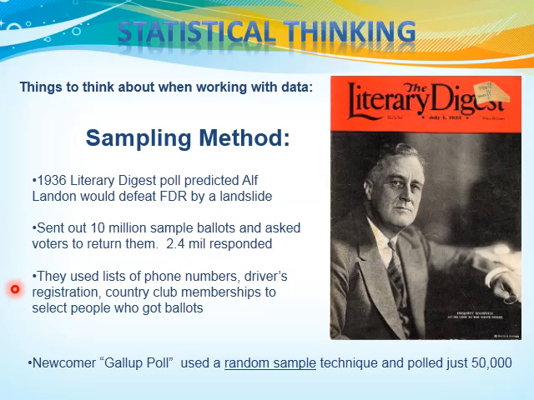It turns out that the newcomer Gallup poll, which you've probably heard of, they're much bigger than a Literary Digest poll these days. This Gallup poll used a random sample technique and polled just 50,000 people, and they actually got it right. They predicted Franklin Delano Roosevelt to win. So this random sample technique, and we'll get into this a little bit in a minute, is a much better technique to choose who's going to get these ballots than just going off phone numbers, driver's registrations, country club memberships, or some other specific group of people.